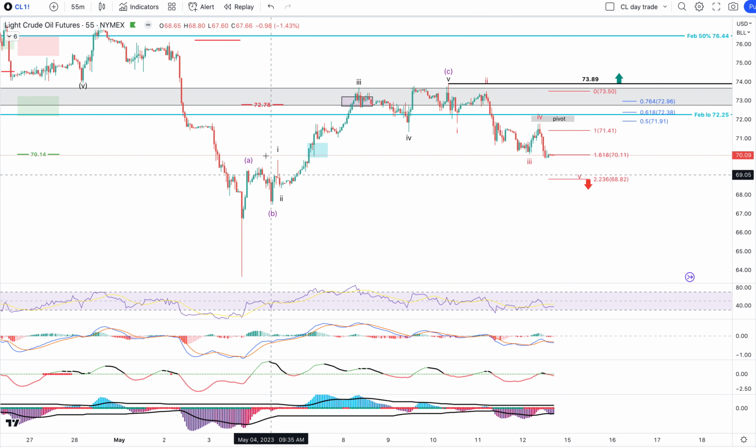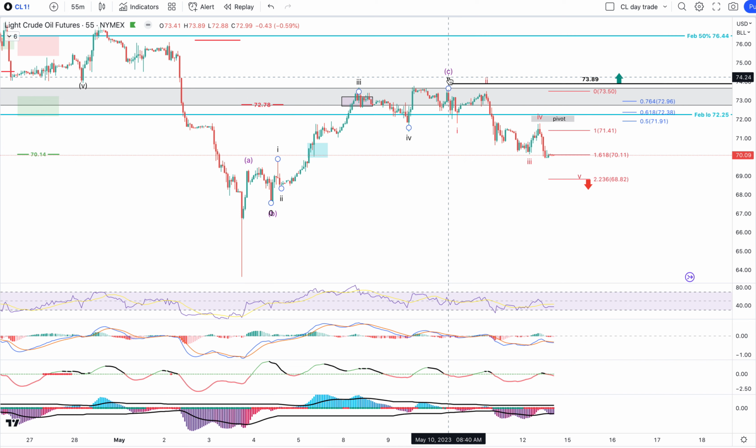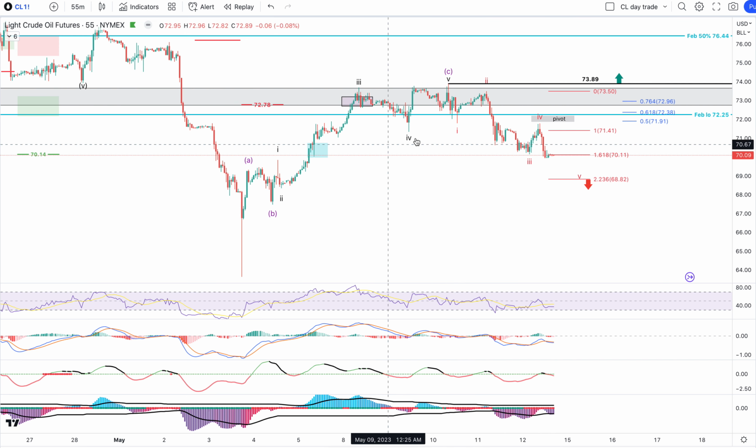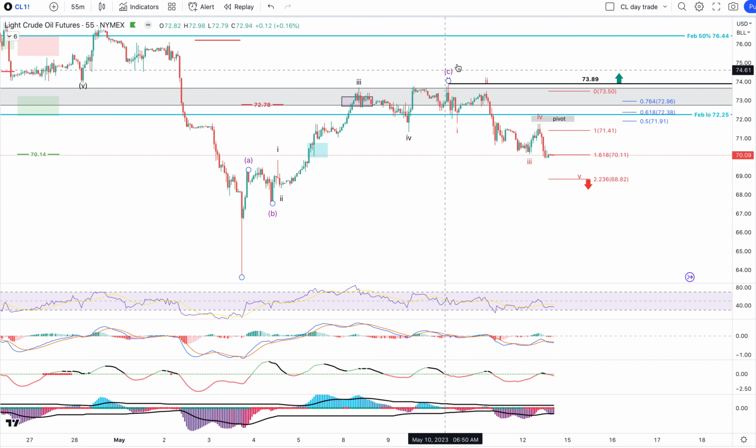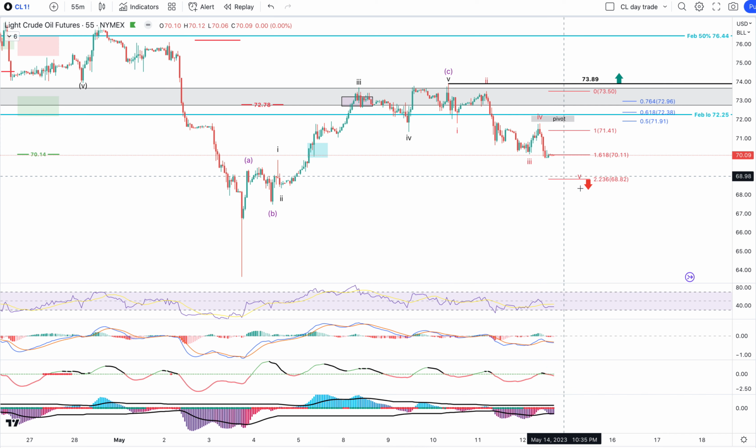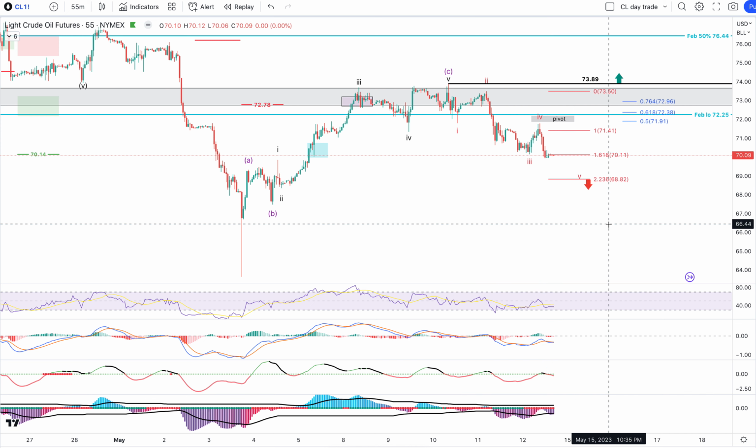This was a 3-wave bounce, 1, 2, 3 for wave 4. You can see the internal 5 waves of the C wave here. ABC for wave 4 done. Now we're beginning wave 5, which aims towards 61. The parameters would be 73.89 to the upside.